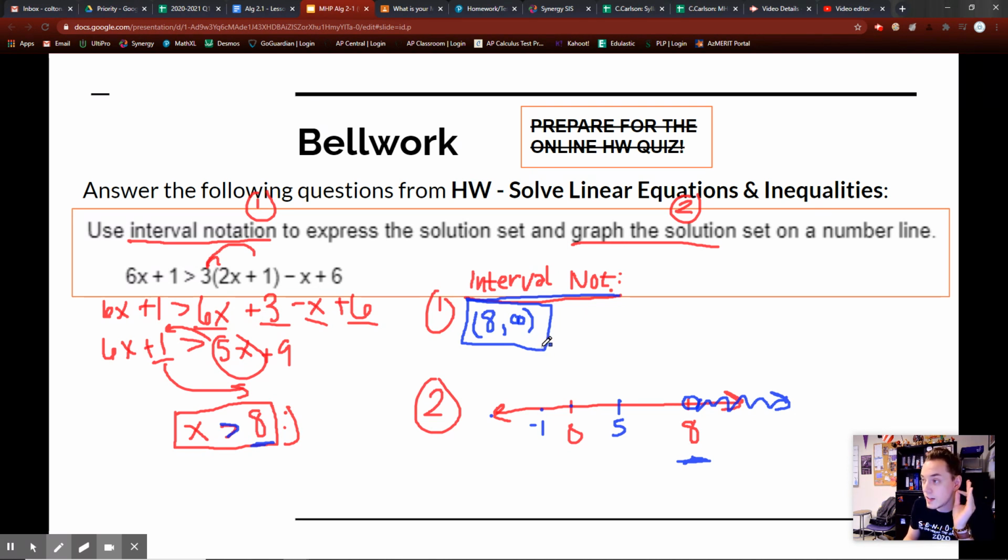I swear, if I see one of you on a homework quiz put down a bracket on an infinity sign, I'm going to lose my life. I mean, it's going to be really headache central. Inevitably, there will always be like 5 of you. I mean, I've been doing this for a while, so I know.